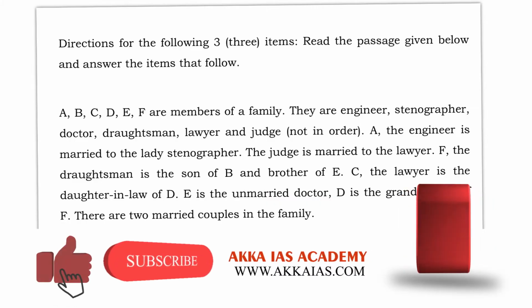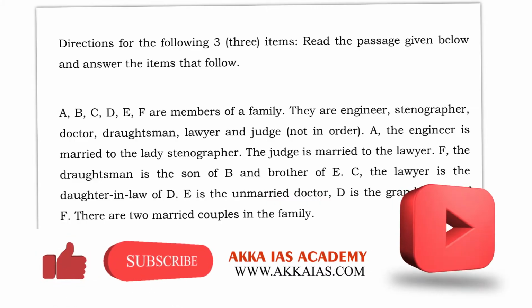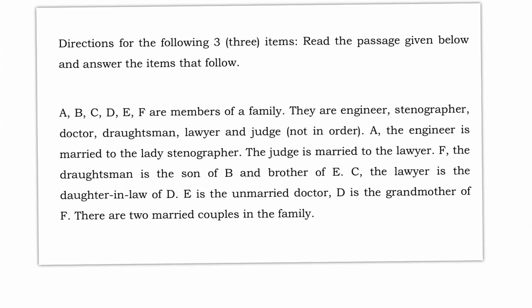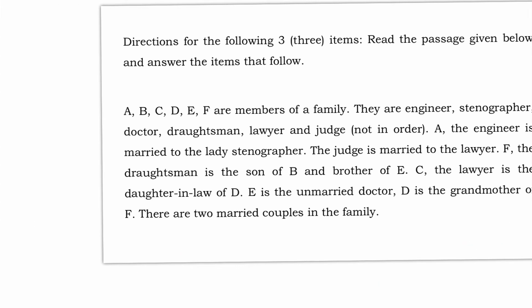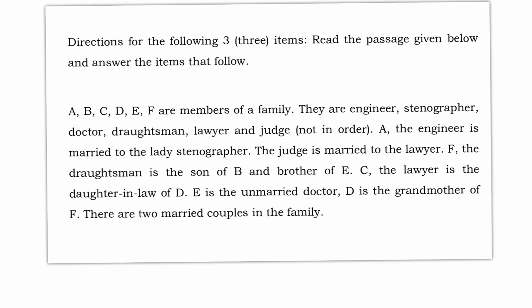So the first question is: directions for the following 3 items. Read the passage given below and answer the items that follow. For the 3 upcoming questions, this is the passage. A, B, C, D, E, F are the members of the family. They are engineer, stenographer, doctor, draughtsman, lawyer and judge, not in order. A, the engineer, is married to lady stenographer.